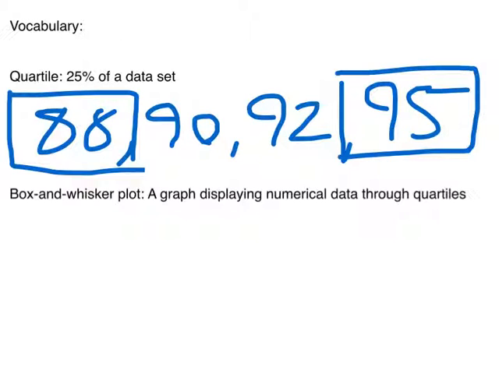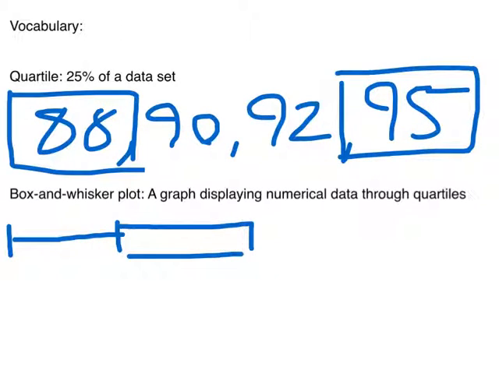The next piece of vocab that you need to know is box and whisker plot. So a box and whisker plot is simply a graph that displays numerical data through quartiles. So each part of this box and whisker plot is a quartile. So this is a quartile, this is a quartile, this is a quartile, this is a quartile. This part right here, the center part, this is a median. When you put these two quartiles together, this is the middle 50% of the data.